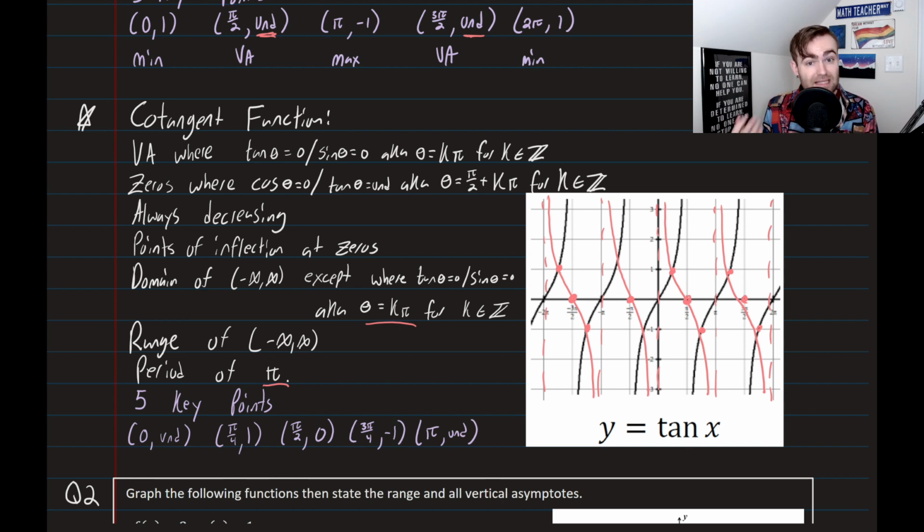Key points, we can steal those from tangent. We just change all of the zeros or middles to undefined, and all of the undefineds or vertical asymptotes to zeros or middles. So essentially, not that bad. I don't think it's that bad anyway. If you have the other ones down, these aren't bad.